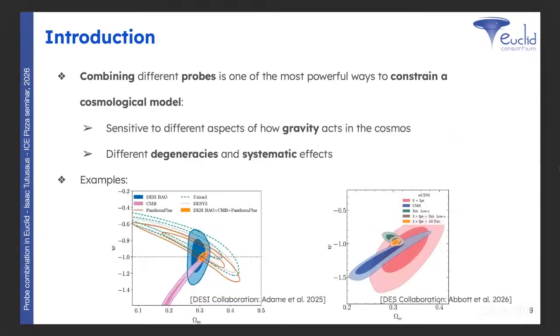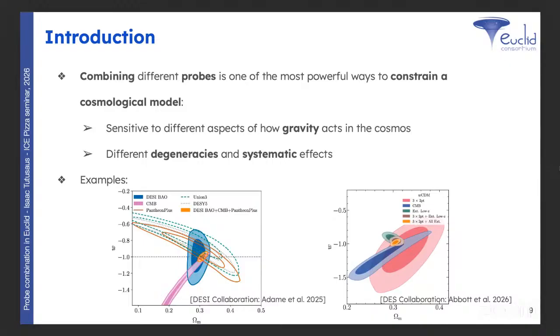So we know that combining different cosmological probes is basically the best way we found so far to constrain a cosmological model, because different probes usually are sensitive to different aspects of how gravity actually acts in the cosmos. And by combining them, we can break different degeneracies between the parameters and also between different systematics. So probes usually suffer from different systematic effects. So by combining them, we can improve the overall constraints.